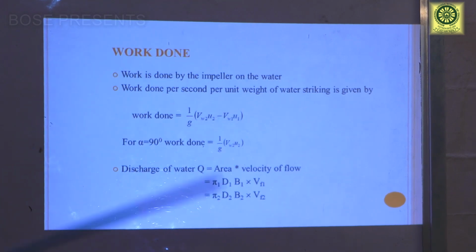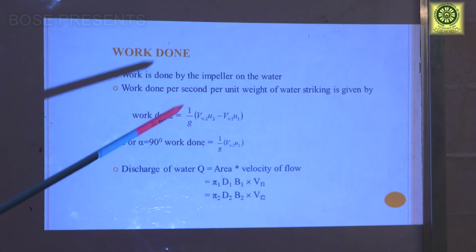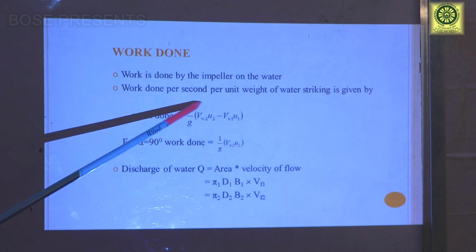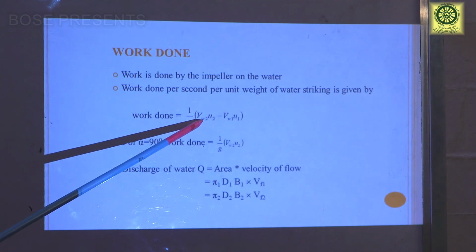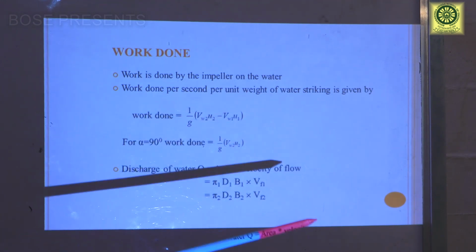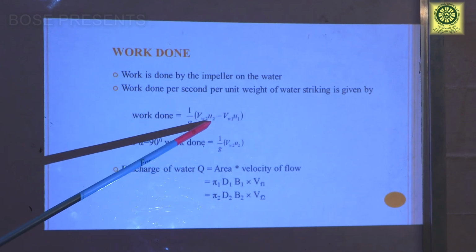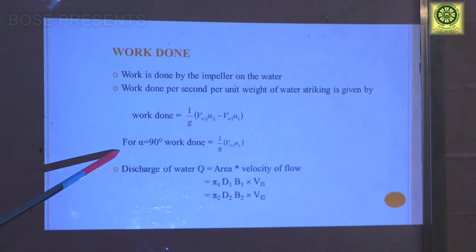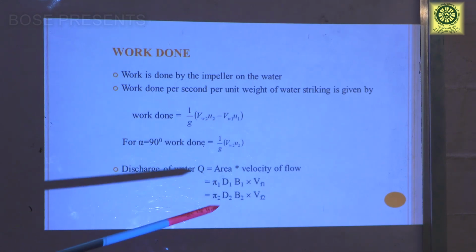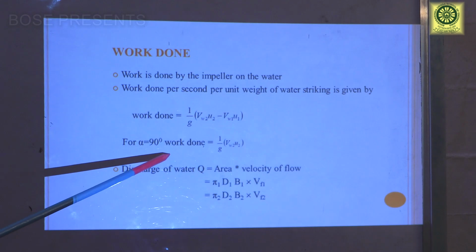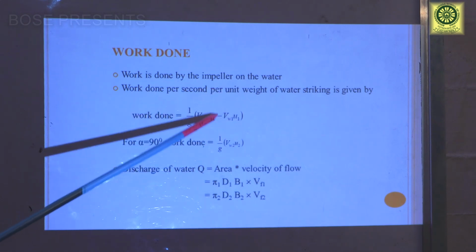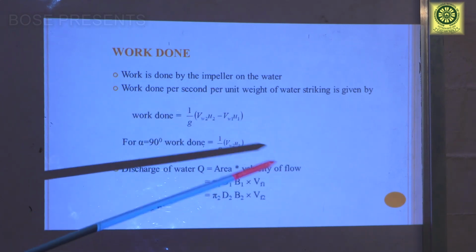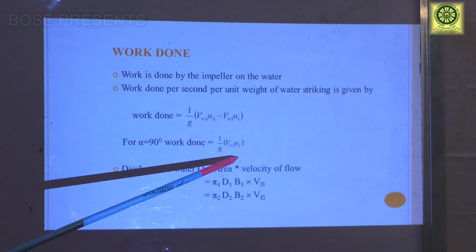Next, coming to the work done. Work done in the pump is the work done by the impeller on the water. The work done per unit time, that is per second, per unit weight of the water striking, is given by 1 by g (Vw2 U2 minus Vw1 U1). Till now we are clear what these velocities are. Then we said the water is entering radially. In that case alpha will be 90 degrees, and as I already said, the wall velocity will not be there at the inlet, so Vw1 will be 0. The term converts into 1 by g Vw2 U2.